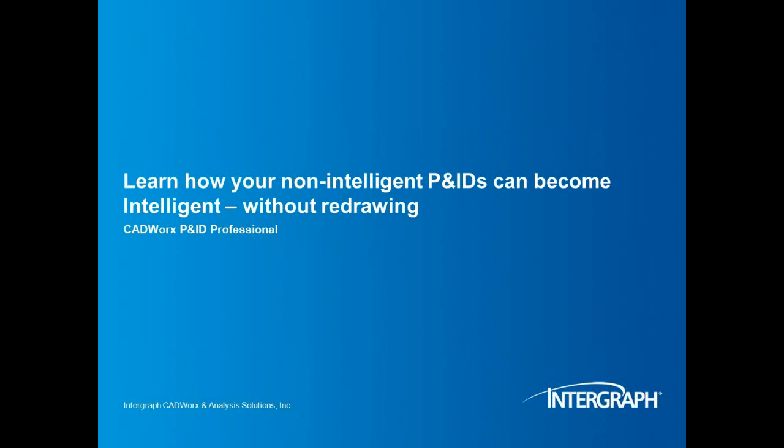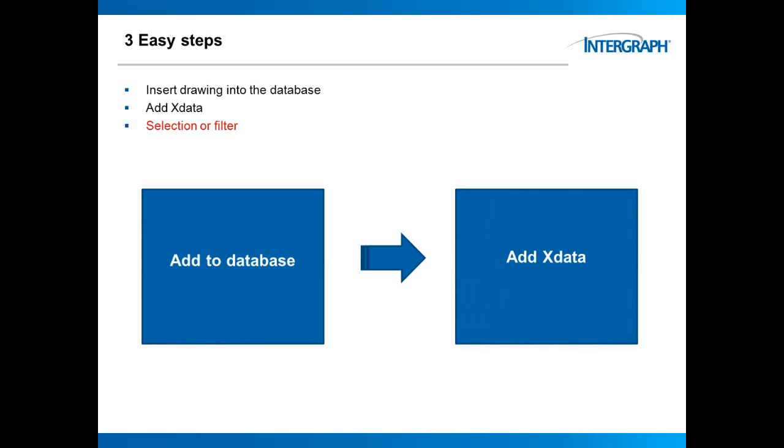Okay, let's discuss what it is that you need. Well, you need CADWorx P&ID Professional to get this to work. The reason you need CADWorx P&ID Professional if you want to convert non-intelligent blocks and intelligent blocks is because we need to insert the drawing into the database. Okay, and that's how we make them intelligent. So the drawing has to live in the database. There has to be a copy of the drawing in the database.